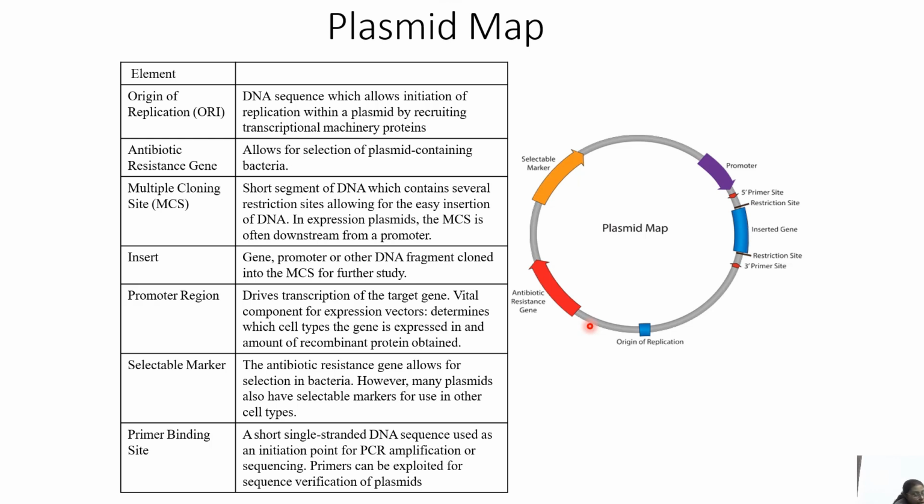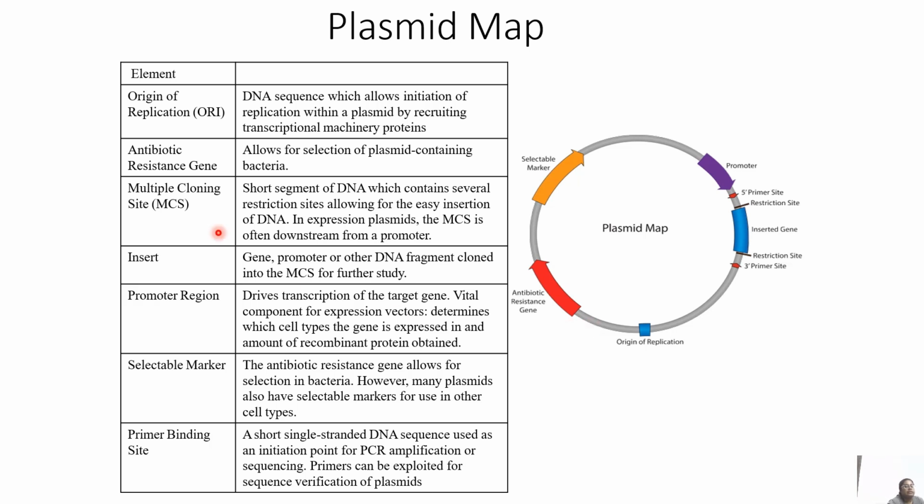The ORI, or the origin of replication, which basically is a DNA sequence that allows the initiation of replication within a plasmid by recruiting replication machinery proteins. Then we have the antibiotic resistant gene. It allows for selection of plasmid containing bacteria. Then we have MCS, or multiple cloning site. It's a short segment of DNA which contains several restriction sites, allowing for the easy insertion of DNA. In expression plasmids, the MCS is often downstream from the promoter.